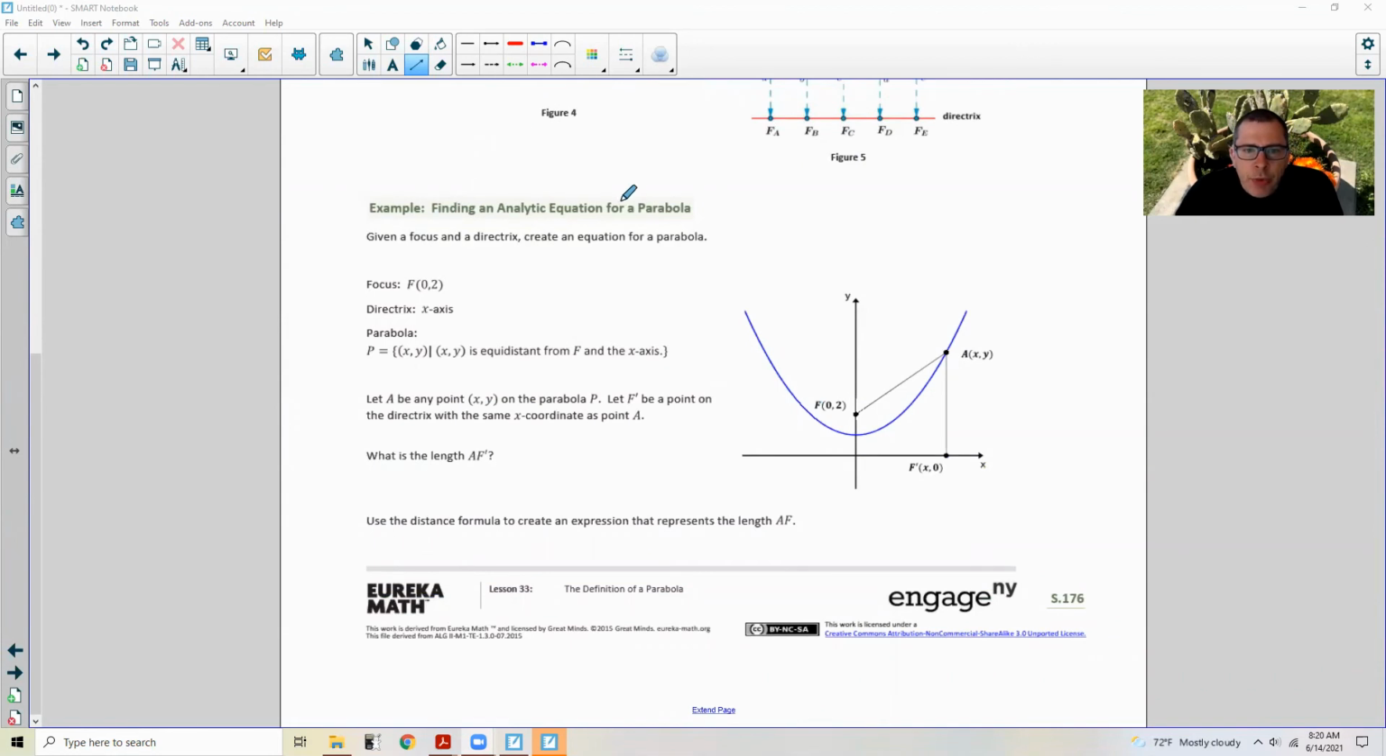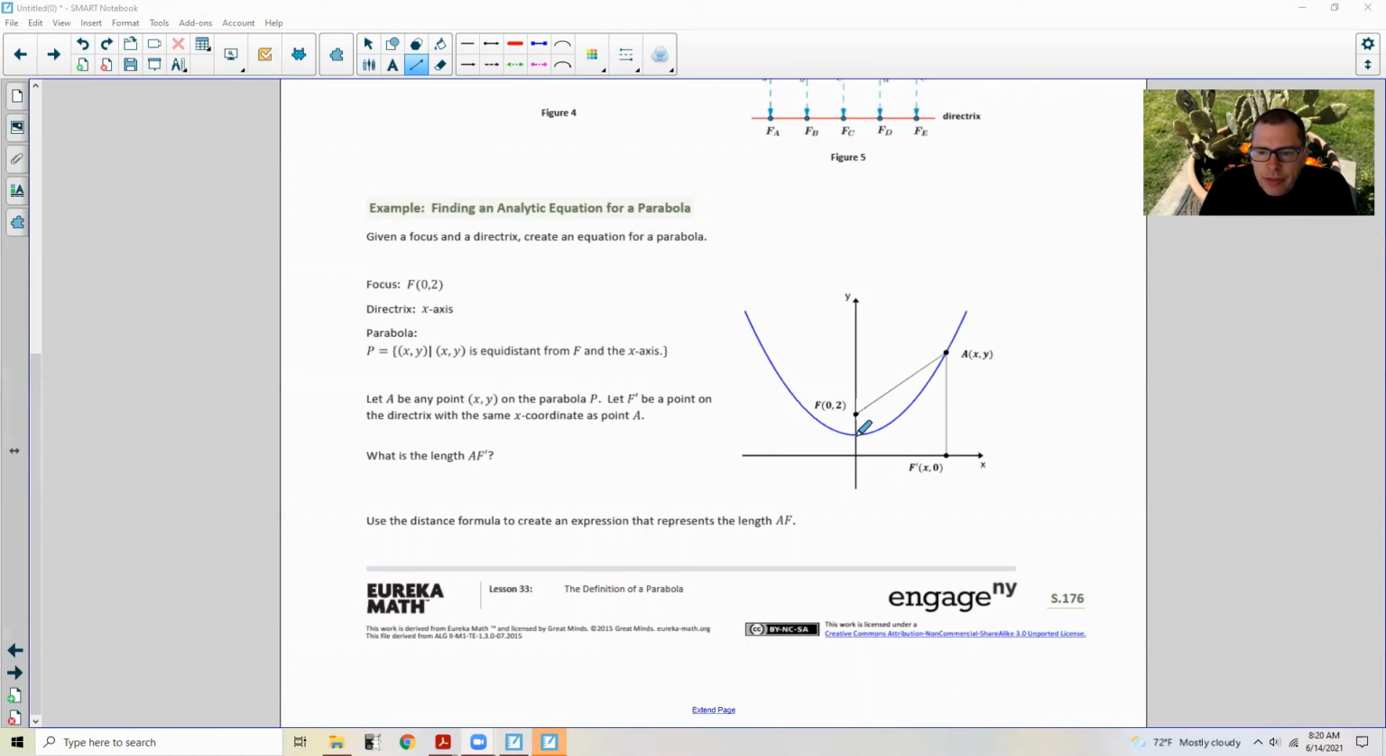Finding an analytic equation for a parabola. Given the focus and directrix, create an equation for a parabola. So they're telling us the focus is at the point 0, 2, on the y-axis at the y value of 2. So the parabola is a set of all points. So P equals a set of all points x, y, such that each point x, y is equidistant from F and the x-axis.